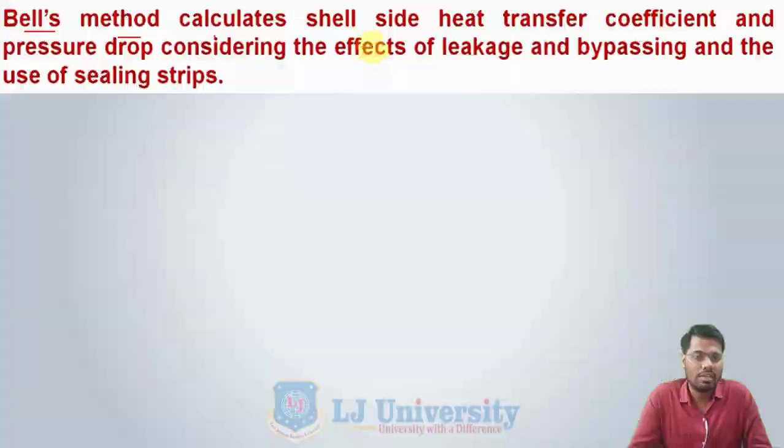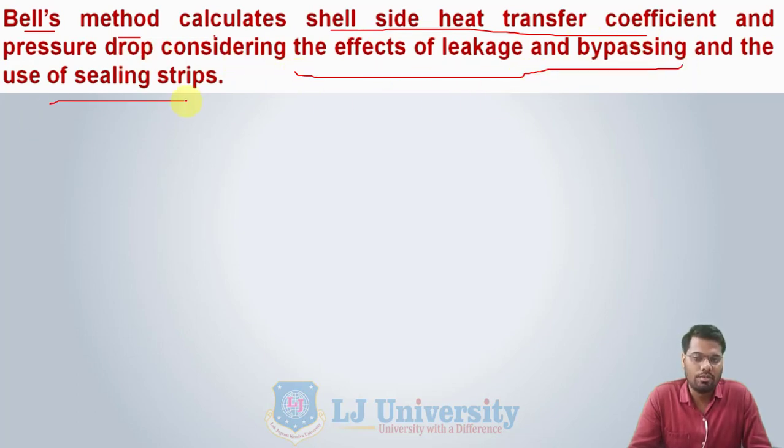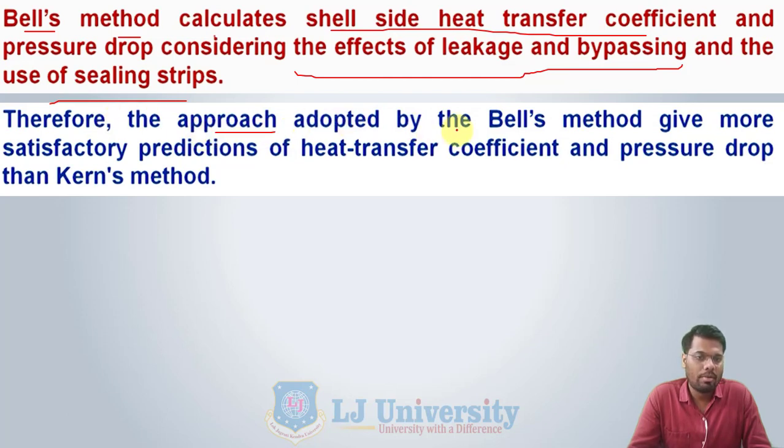Bell's method calculates the shell side heat transfer coefficient and pressure drop considering the effect of leakage and bypassing and the use of sealing strips. Therefore, the approach adopted by Bell's method gives a more satisfactory prediction of the heat transfer coefficient and the pressure drop as compared to Kern's method.